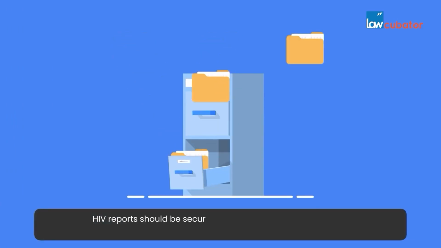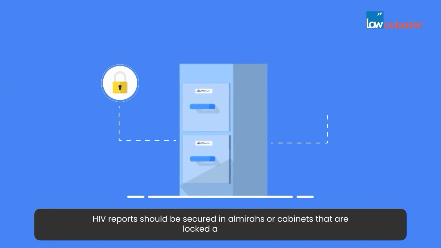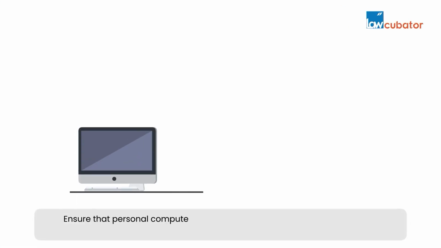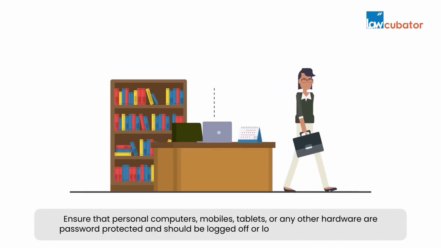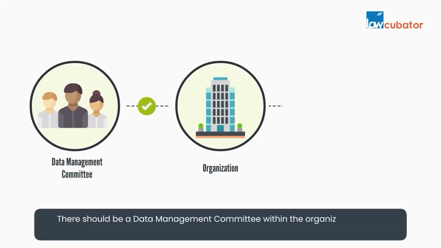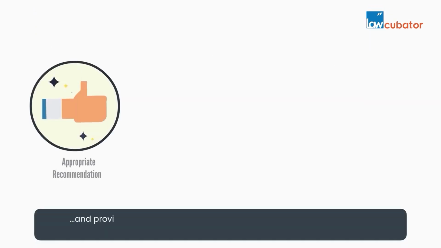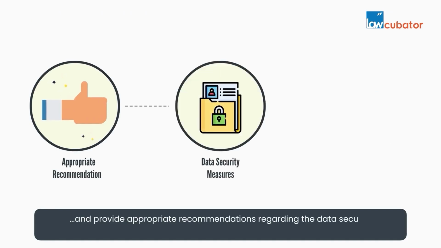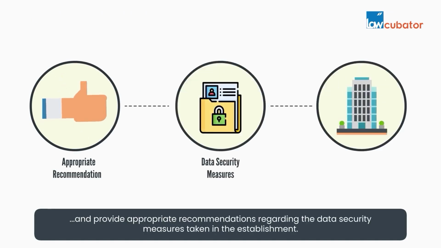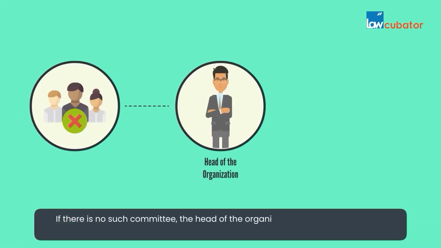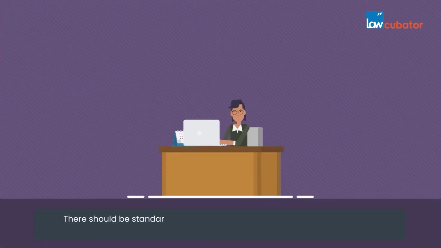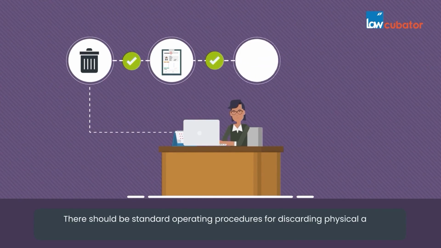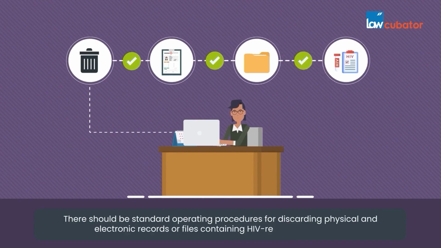HIV reports should be secured in almirahs or cabinets that are locked and secure. Ensure that personal computers, mobiles, tablets, or any other hardware are password protected and should be logged off or locked when left unattended. There should be a data management committee within the organization which will be responsible to review and provide appropriate recommendations regarding the data security measures taken in the establishment. If there is no such committee, the head of the organization will perform the roles and responsibilities of the committee. There should be standard operating procedures for discarding physical and electronic records or files containing HIV-related information.